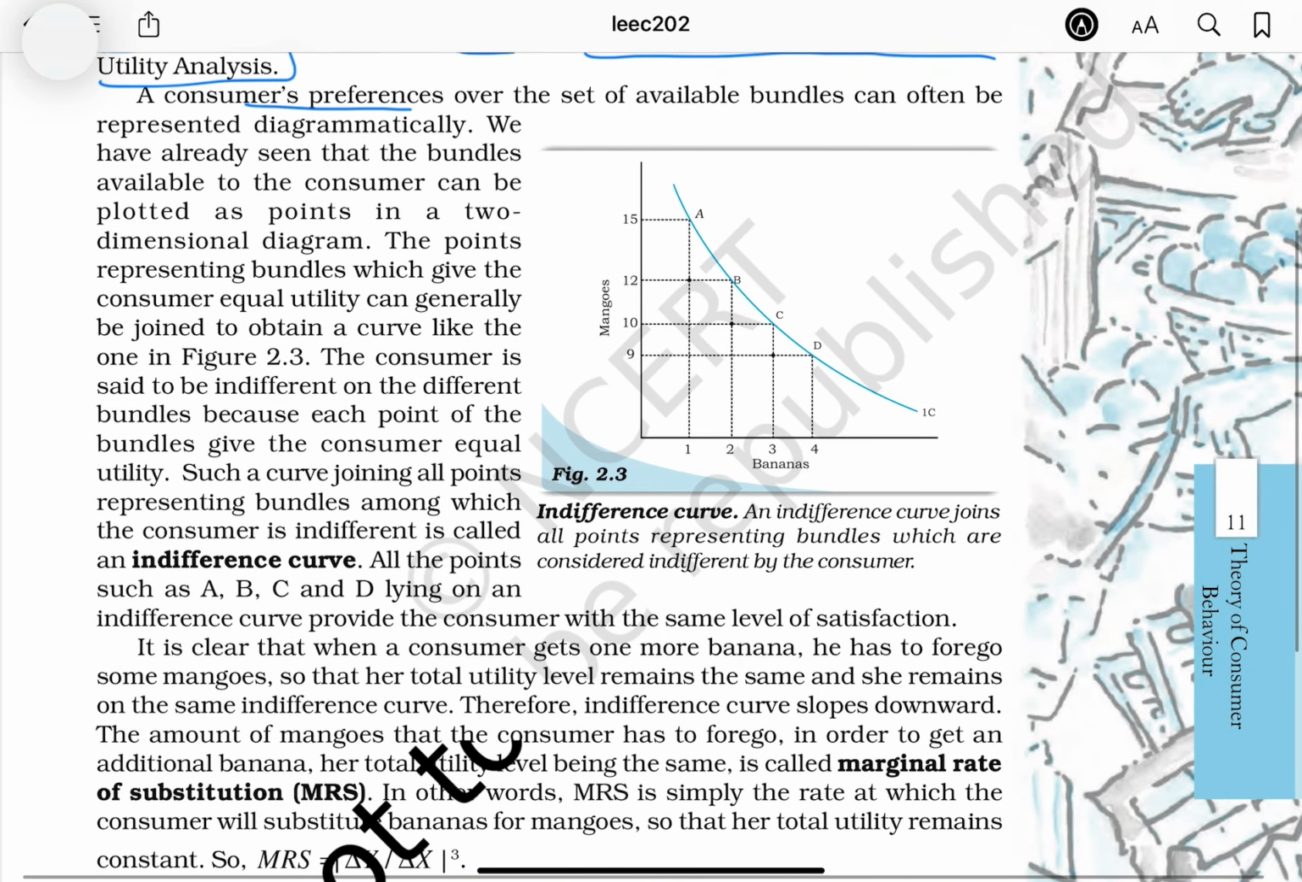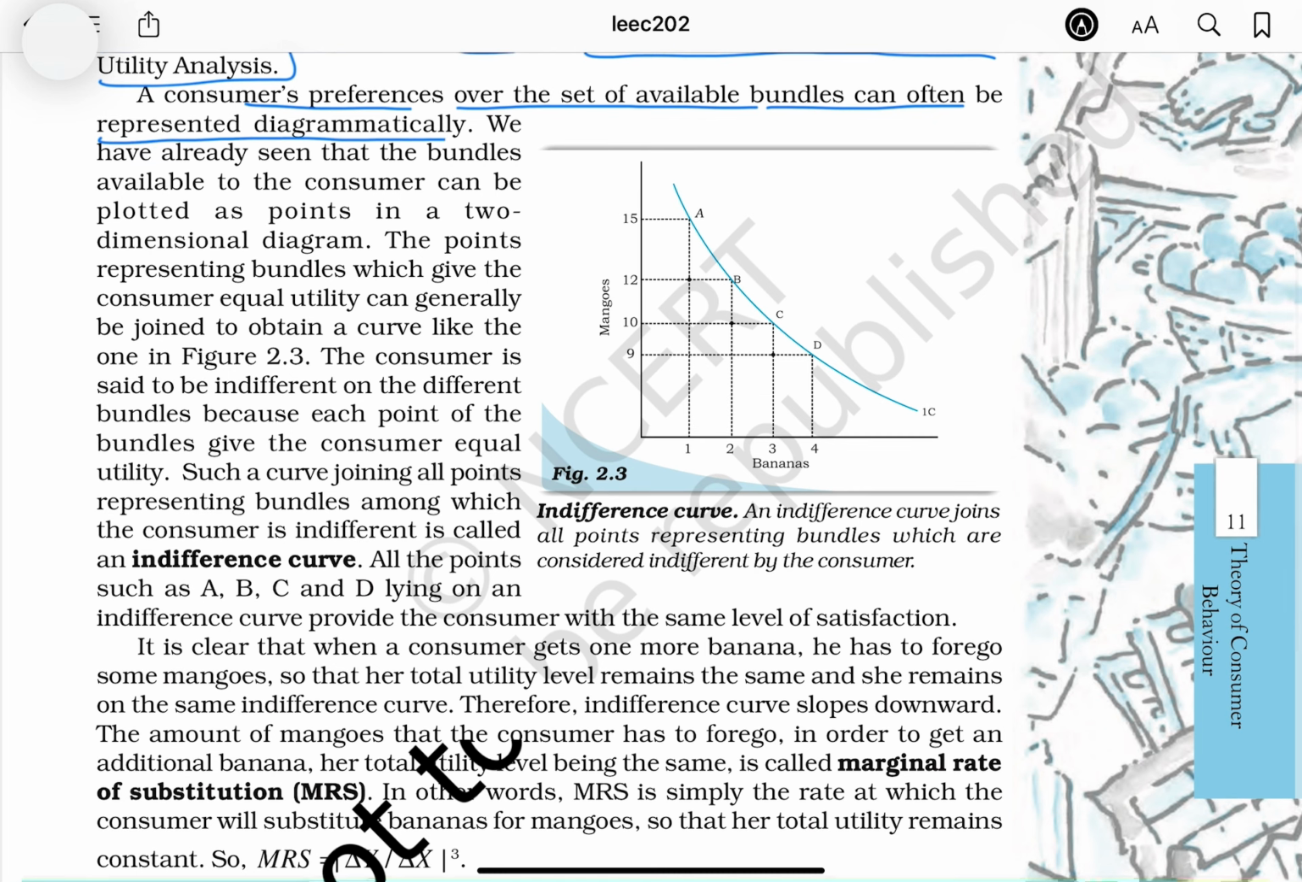A consumer's preferences over the set of available bundles can often be represented diagrammatically.